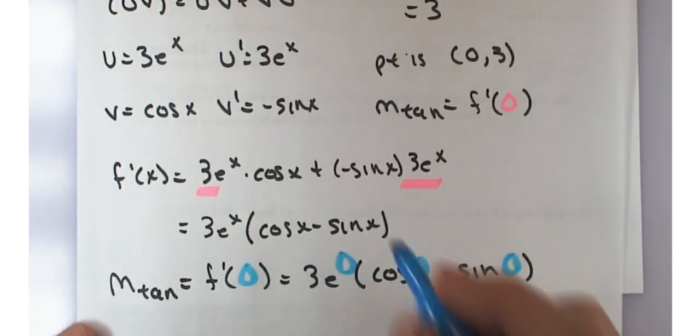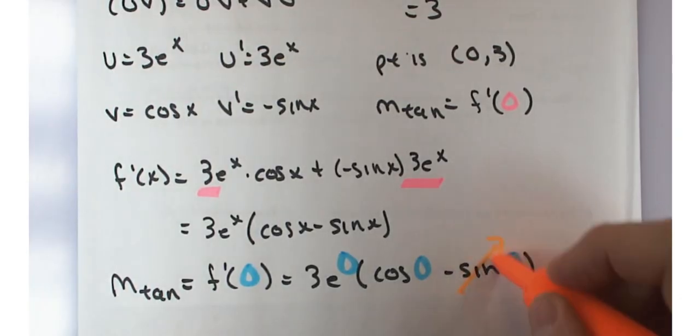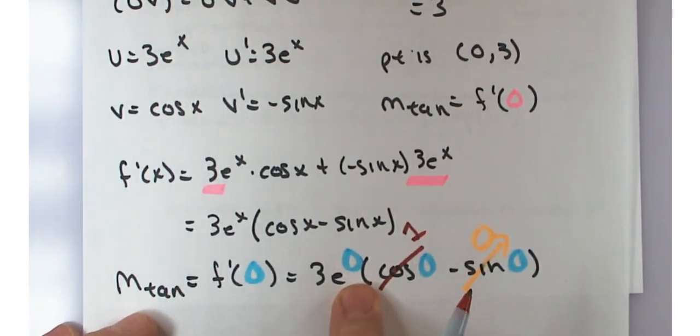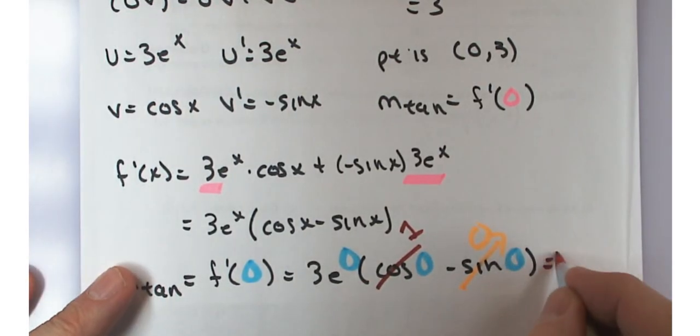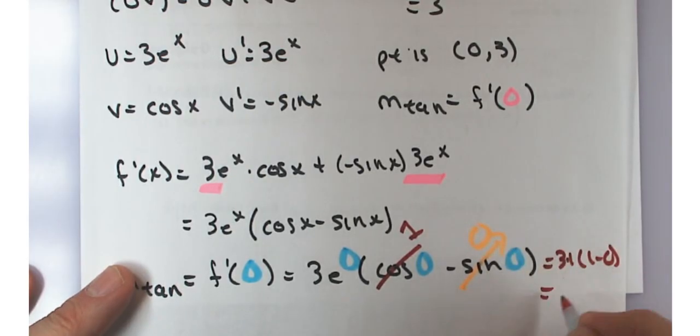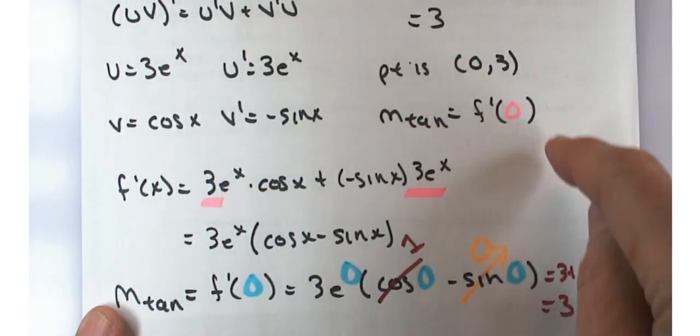And how about another one up there? What's the sine of 0? I know it's going all the way back to trig. It's like, oh, yeah. Sine of 0 is 0. Cosine of 0 is 1. E to the 0 is also 1. So we get 3 times 1 minus 0. That's a times here. Overall, I'm going to get a 3. So looking good. I've got my point and I've got my slope.